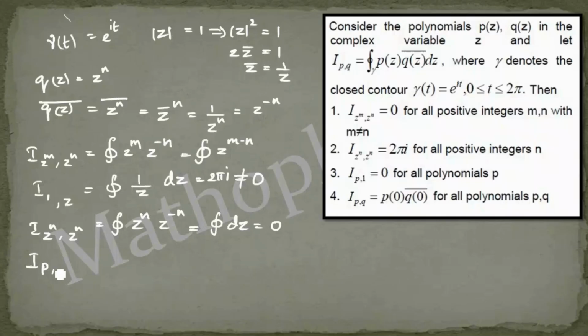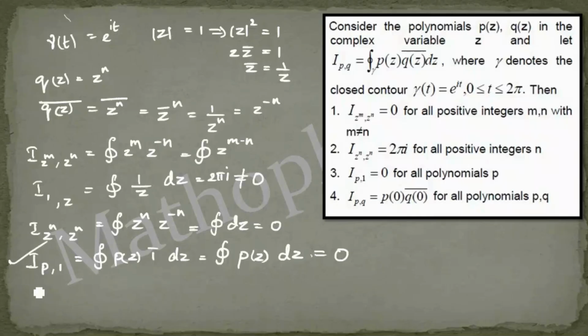So I of p comma 1 will be equal to the closed integral of p of z into q bar, so 1 bar dz, which is p of z dz. And since polynomials are entire, by Cauchy theorem this integral value is equal to 0. So option 3 is correct.